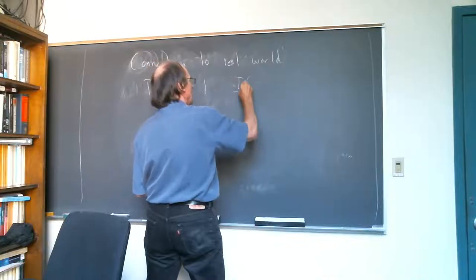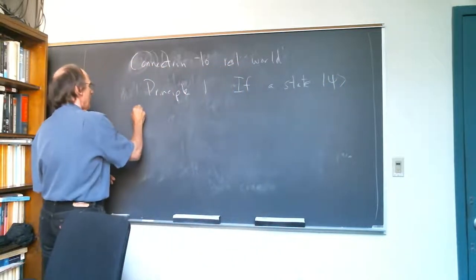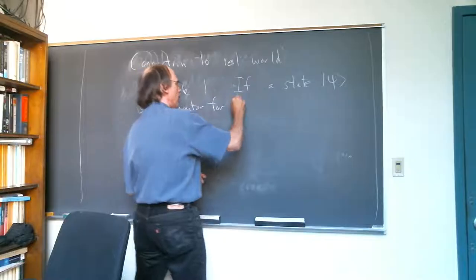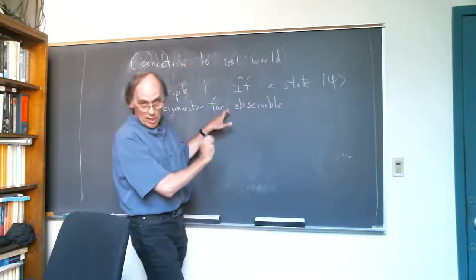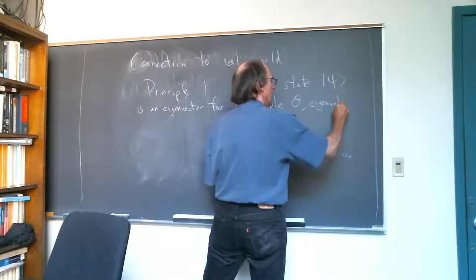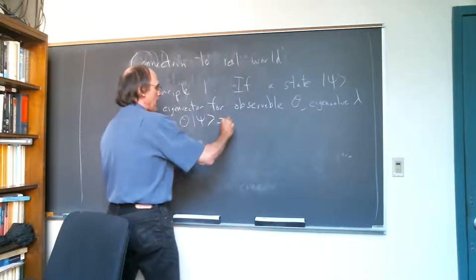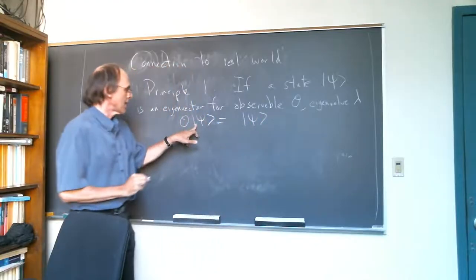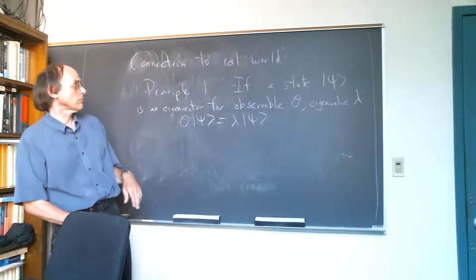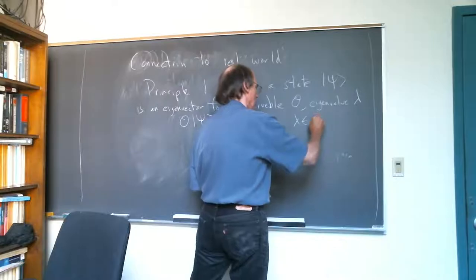And the principle is this. Let's just say this: if a state phi is an eigenvector for an observable, and now we mean quantum observables, with eigenvalue lambda, what I mean is that if you apply O to the vector, you get back the vector. Normally this takes you to some completely different vector, but there are certain special vectors where you're just going to get this. And if this is a Hermitian operator, then it is going to have real eigenvalues. So lambda is real.